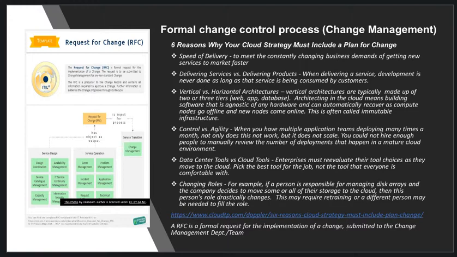You have control versus agility. And when you have multiple application teams deploying multiple times every month, this doesn't usually work and it's not scalable. You're choosing between having control. You have more control with, say, a desktop environment with a data center than you would over a cloud infrastructure. However, the cloud infrastructure would be much more agile, much more scalable. You cannot hire enough people to manually review the number of deployments that happen in a mature cloud environment.